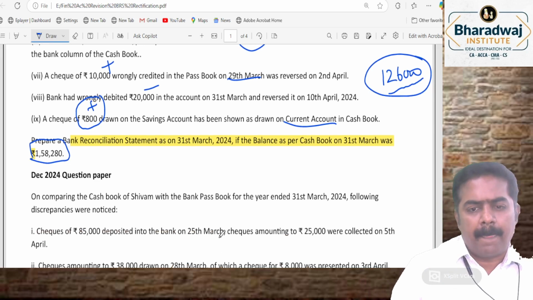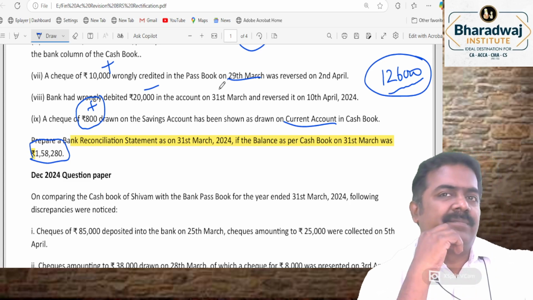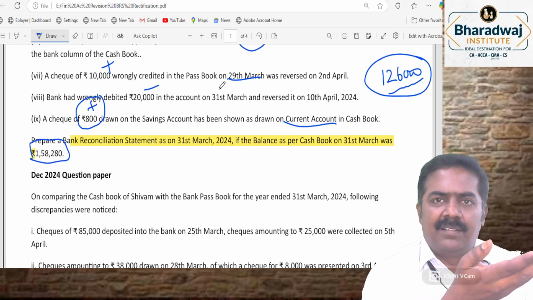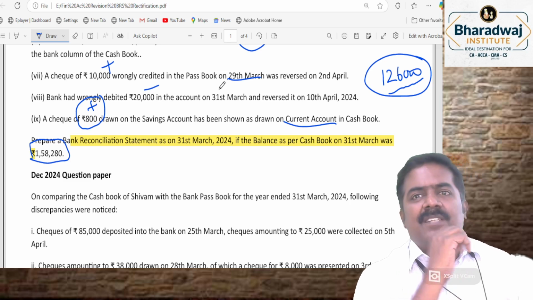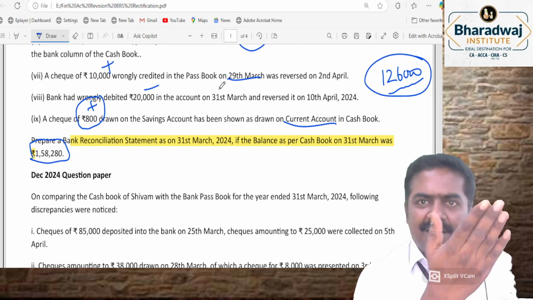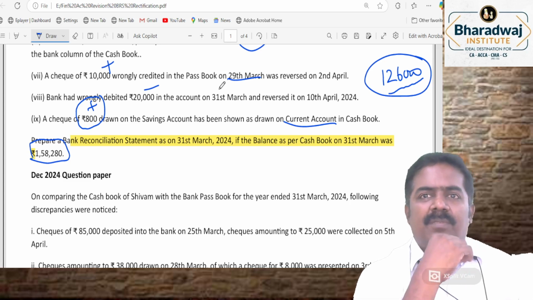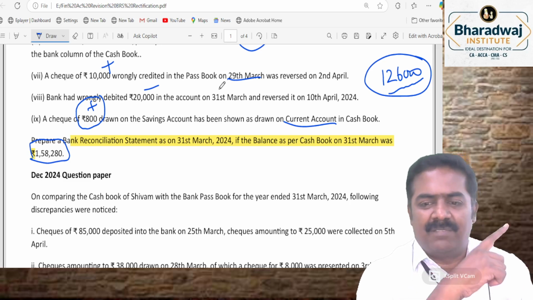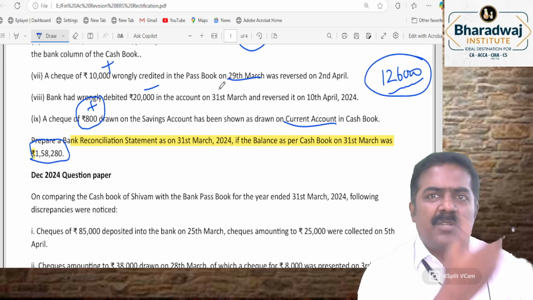Check of 10,000 wrongly credited in passbook, sir. What has the banker done? Extra credit, which means they have added. Let us also add it. Yes, sir. Reversed on 2nd April. We are doing BRS on 31st March. As on 31st March, banker has added. Let us also add it. Reversal later, ignore, no problem. They have added wrongly on 31st March. Till 31st March, it is not reversed. Let us also add it.